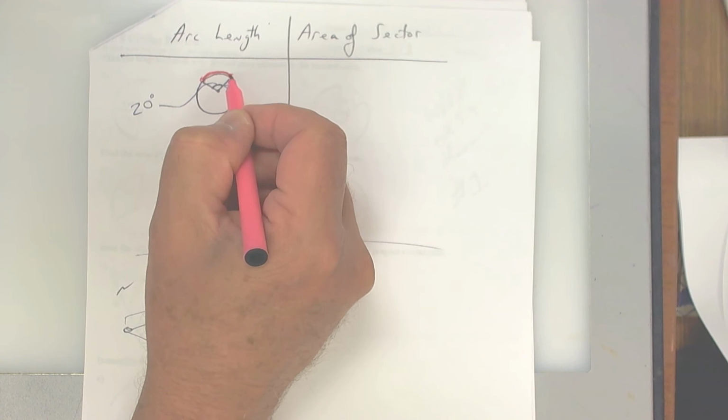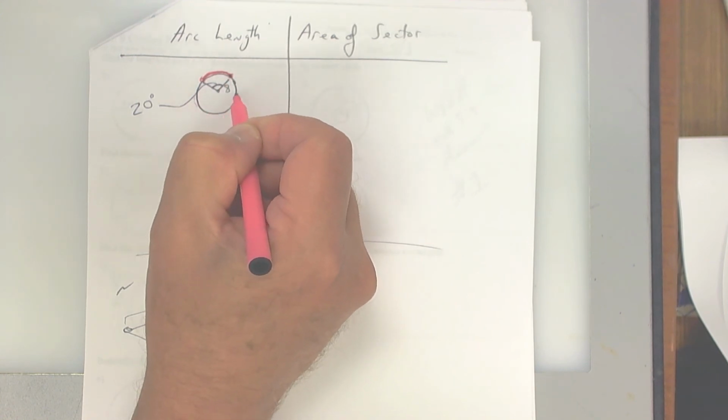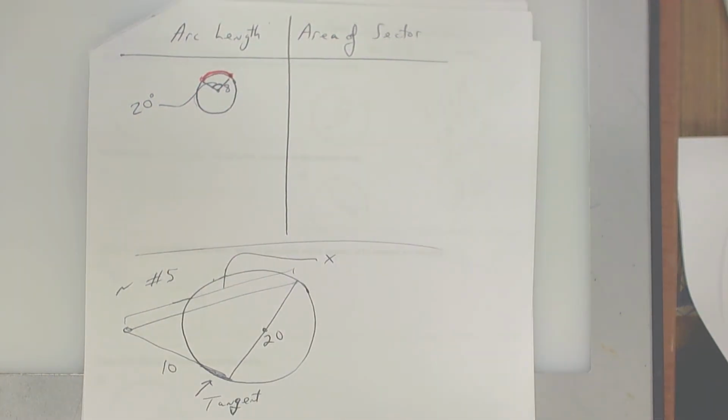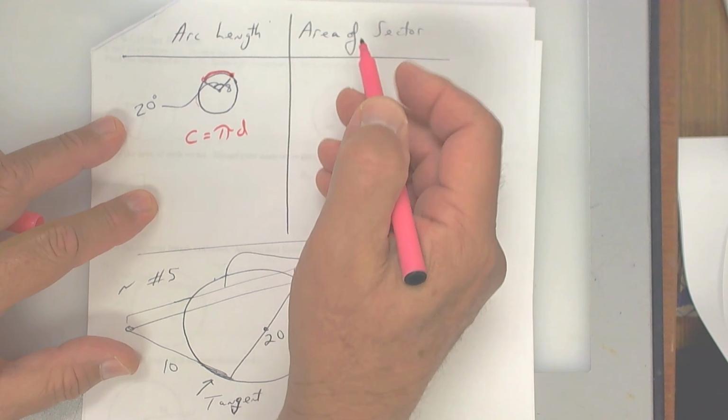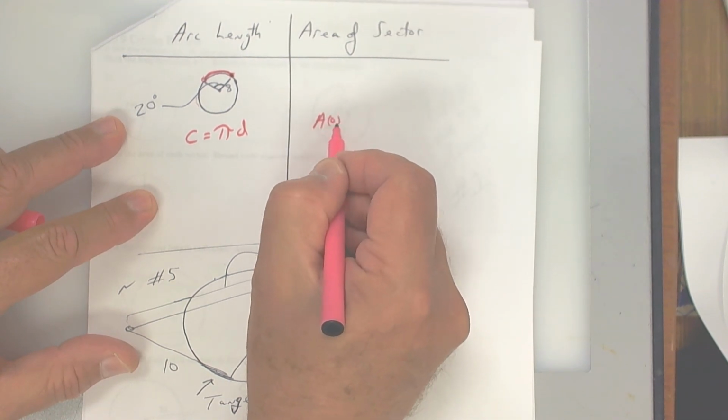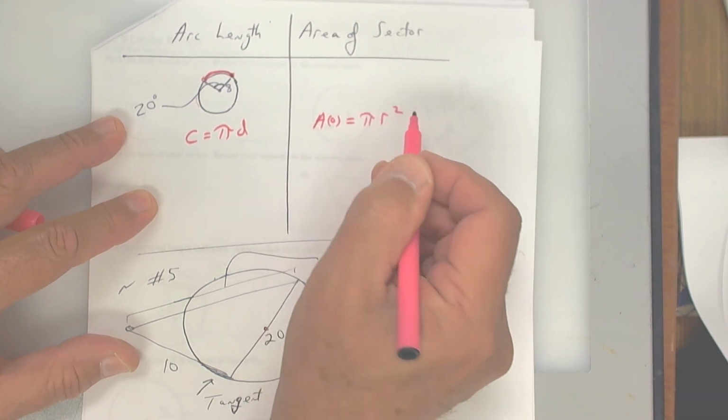it's a fraction of the whole distance around. The distance around is called circumference. So put circumference equals pi times diameter. For this one, you're going to do area of a circle is pi radius squared. Memorize that.